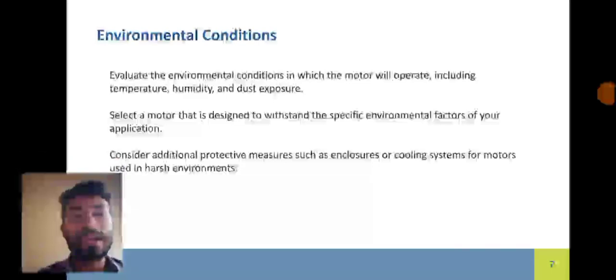Consider additional protective measures such as enclosures or cooling systems for motors used in harsh environments. In case of harsh environments and high temperatures, we have to use cooling systems for motors.